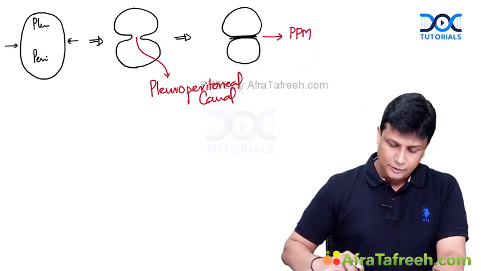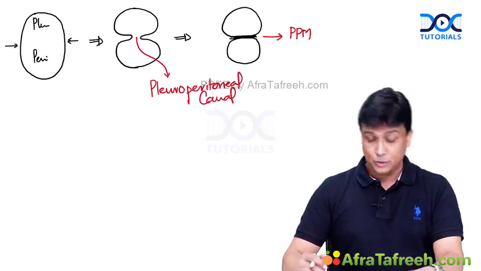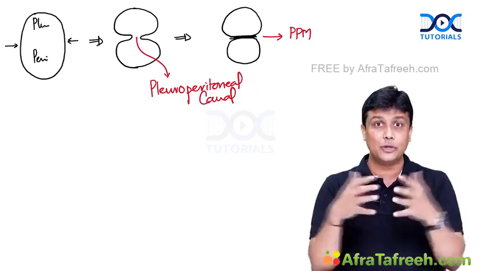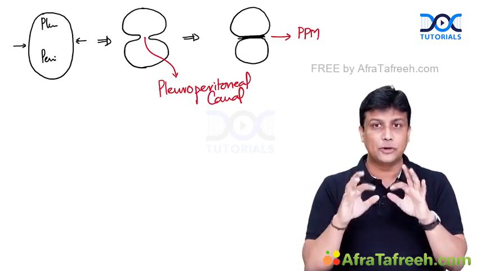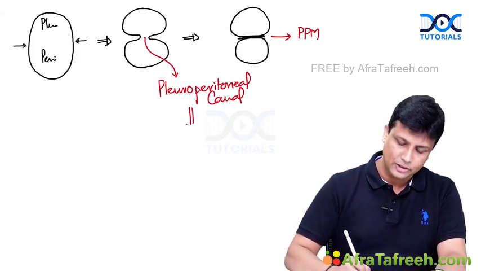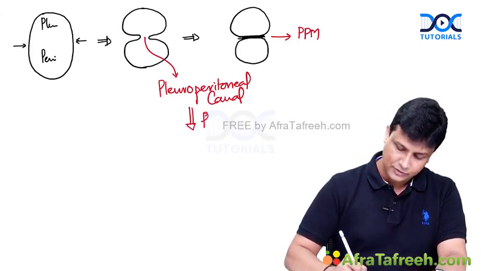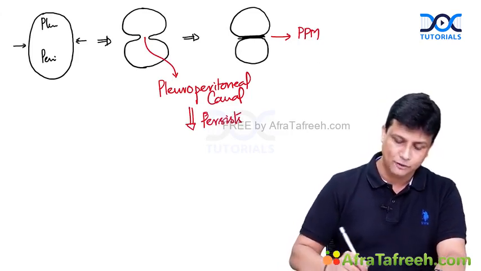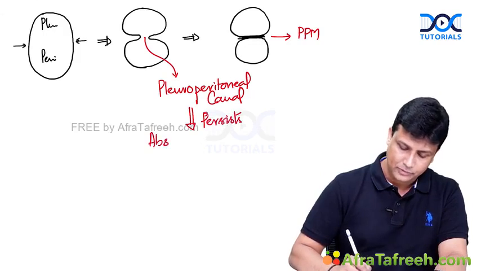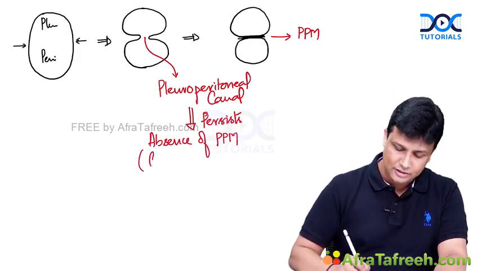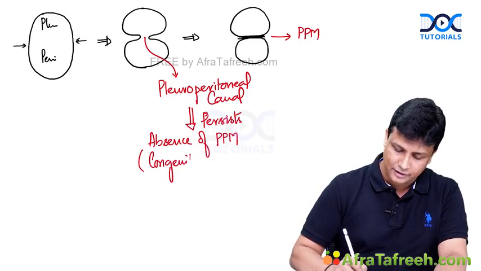Fine. Now the main important thing which I wanted to actually teach you here is that sometimes what will happen is, normally the pleuroperitoneal canal should be closed, it should be fused. But sometimes this pleuroperitoneal canal will persist, and if this persists, there will be absence of pleuroperitoneal membrane. Pleuroperitoneal membrane is not formed there, and that condition is nothing but congenital diaphragmatic hernia.